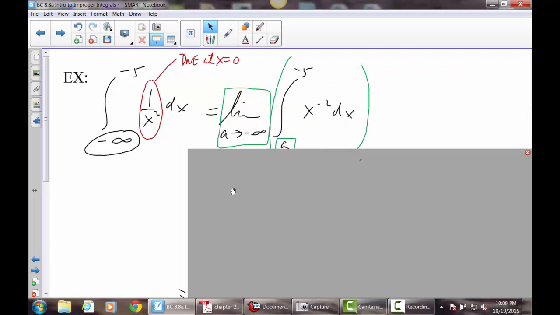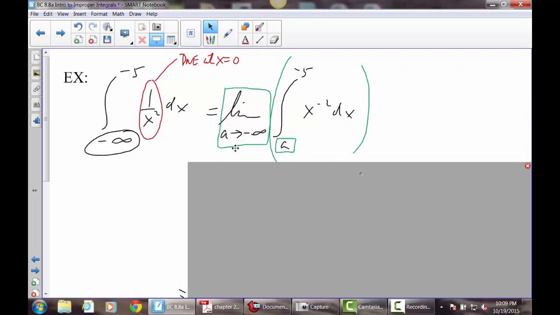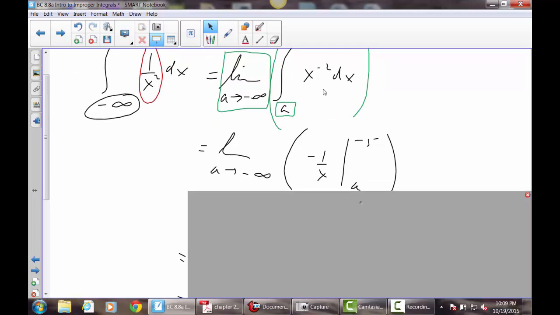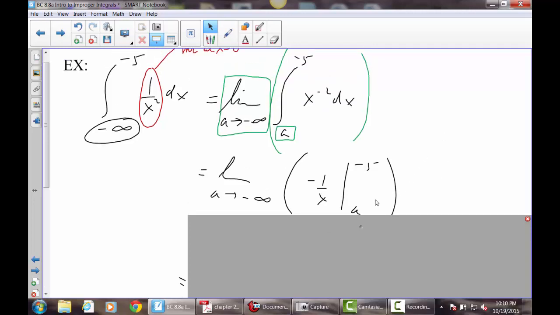First thing you have to do is write it as a limit. So I'm going to replace that negative infinity by a, and then I'm going to write the limit as a approaches negative infinity. The rest I leave the same. So I'm going to integrate x to the negative 2, which is what 1 over x squared is. That'll give me x to the negative 1 over negative 1, which is negative 1 over x. I am evaluating that from a to negative 5.